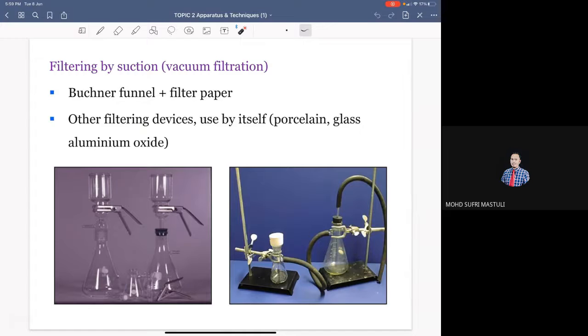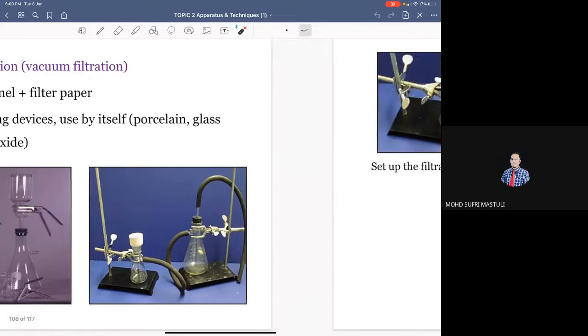Filtering by suction, vacuum filtration. We must have the Buchner funnel and filter paper. Other filtering devices, porcelain, glass, and aluminum oxide, are optional. The most important ones are the Buchner funnel and the conical flask to collect the solution. It should be connected to the vacuum pump.